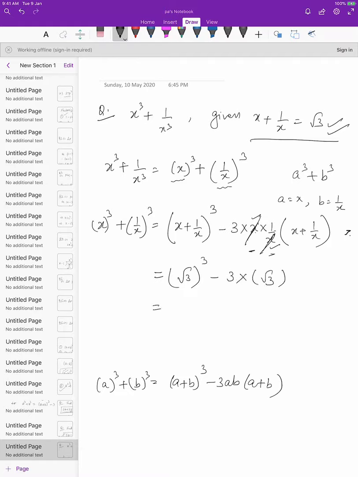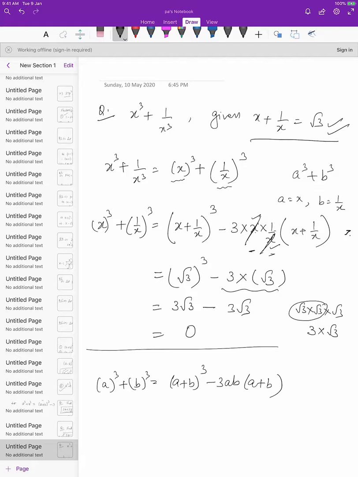Now when you open out root 3 whole cube, what will you get? Root 3 into root 3 into root 3. Now root 3 into root 3 will become 3, and into root 3. So this will become 3 root 3 minus this term, which is already 3 root 3. So these two same terms, when you subtract, you will get the answer as 0. So this is how we can use the identities for finding out the values.